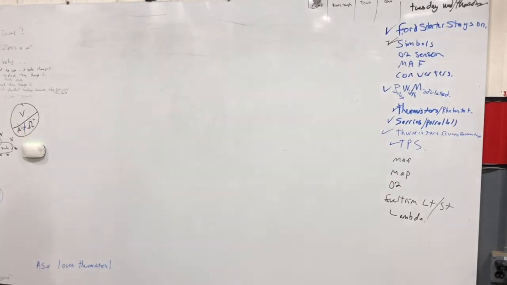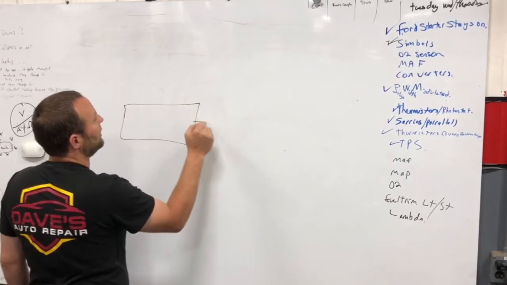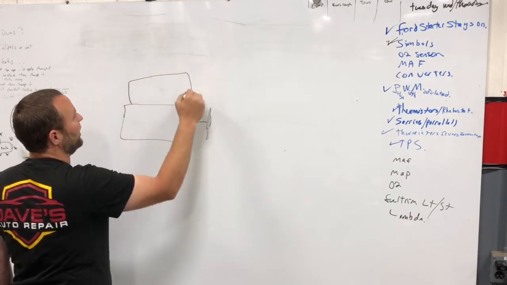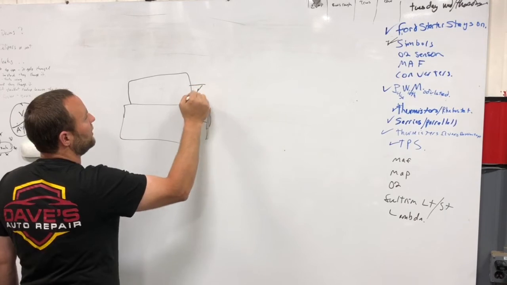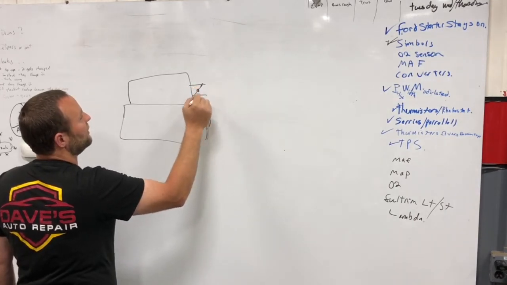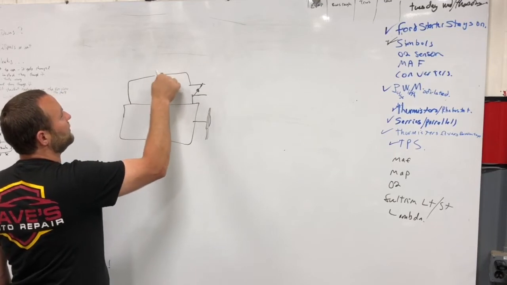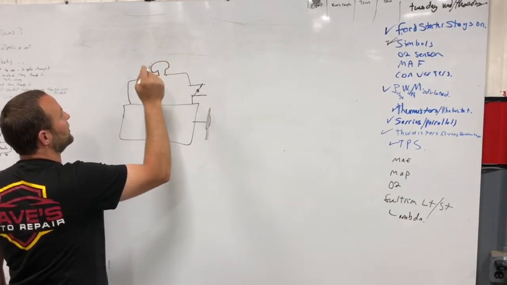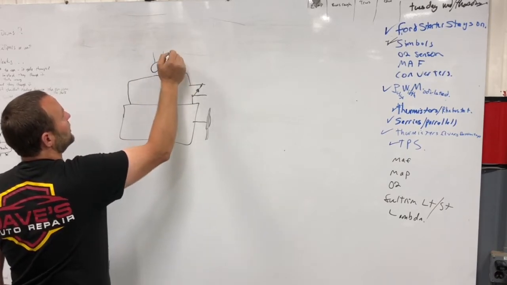Mass air pressure. Map? Map, yeah. Manifold air pressure. Okay, got an engine here. Got a little twirly bird up here for the fan. You got intake. Put a real high rise intake on. We got an amp here with the throttle. Now we got a sensor right here. Got a mushroom sensor. It's got 1, 2, 3 wires going to it.